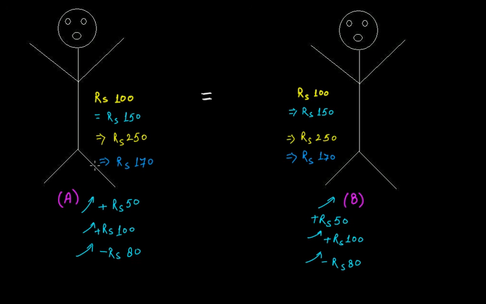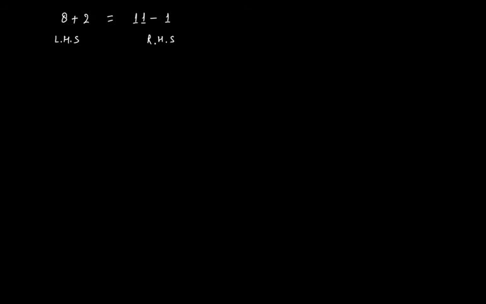Now, the same thing that we did here will have to apply in equations also. If the condition is that equality should always be there, then suppose we add plus 10 on this side, where this was 8 plus 2 and this is 11 minus 1. If we add 10 on this side, then you'll have to add 10 on this side as well, right? So 8 plus 2 is 10, plus 10 is 20. 11 minus 1 is 10, plus 10 is 20. That is, equality has been maintained.